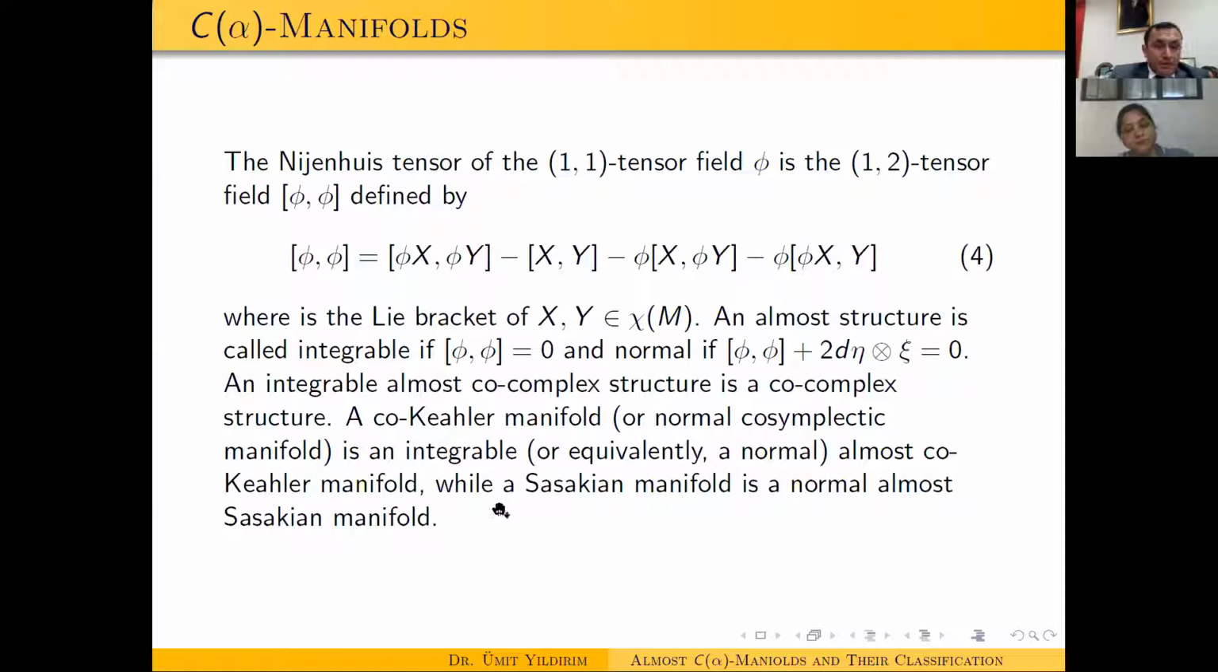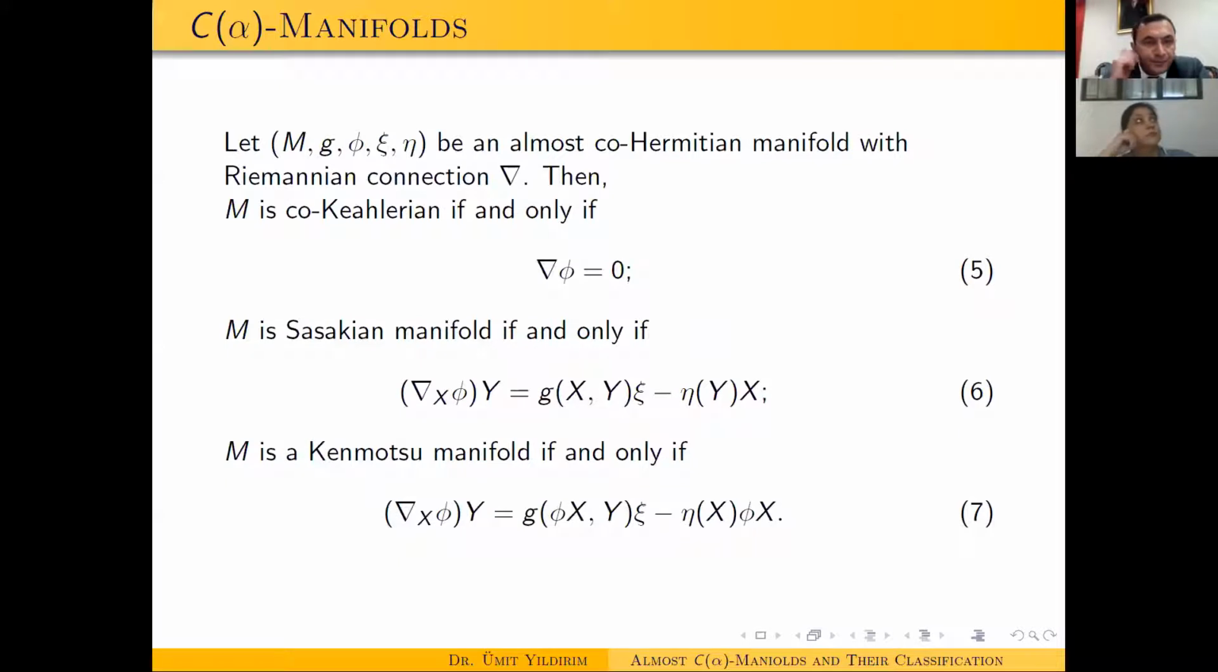An integrable almost contact structure is a contact structure. This is important. An integrable almost contact structure is a contact structure. A cosymplectic manifold or normal cosymplectic manifold is an integrable, or equivalently normal, almost cosymplectic manifold, while a Sasakian manifold is a normal almost Sasakian manifold.